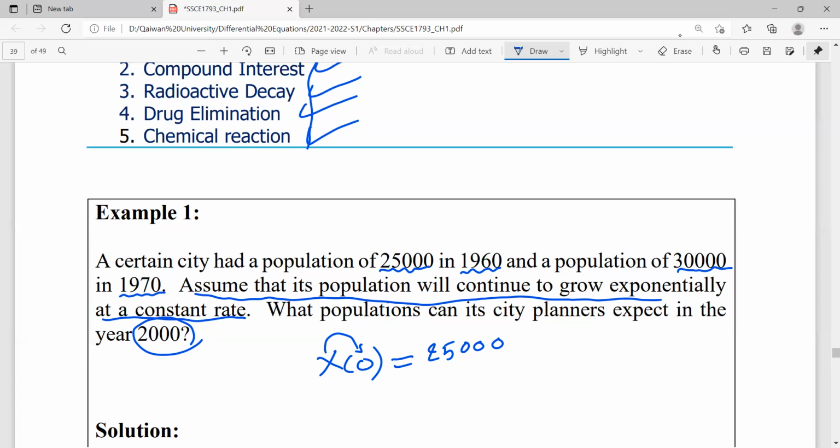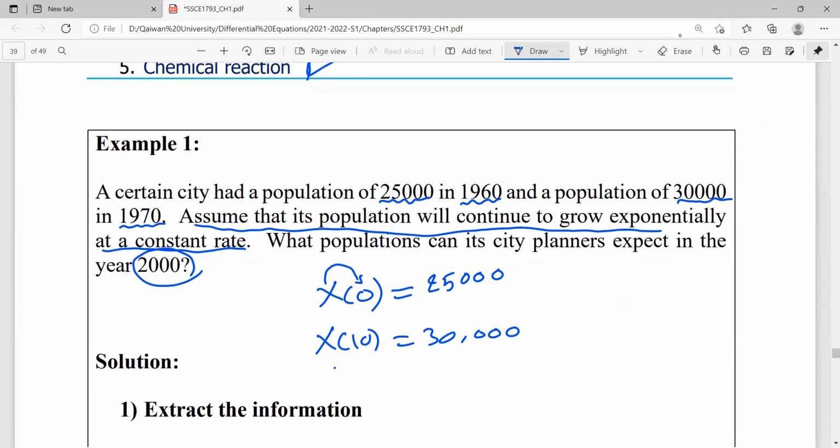How about 1970? What's the time in 1970? If we count each year as 1, 1960 is x of 0, so 1970 is x of 10, because from 1960 to 1970 it's only 10 years. So x of 10 is 30,000.